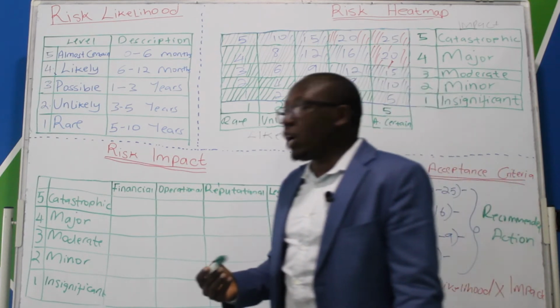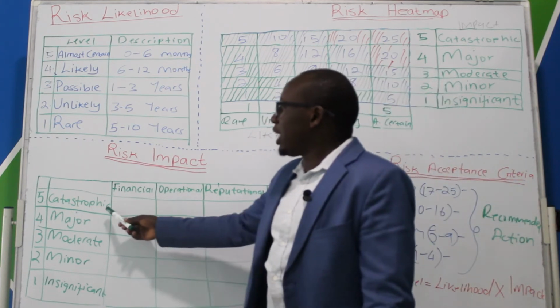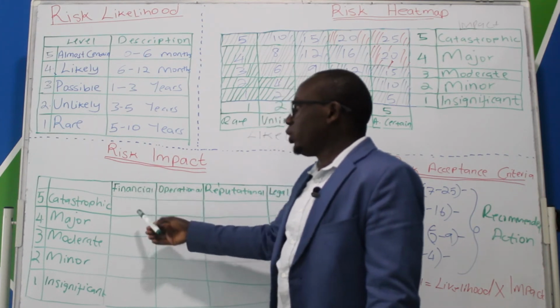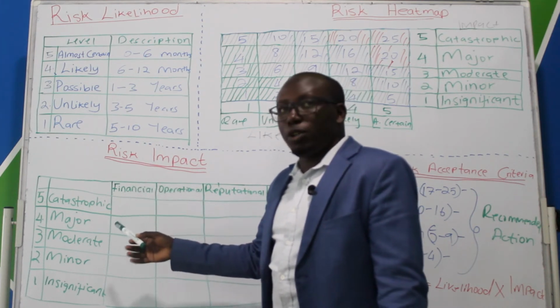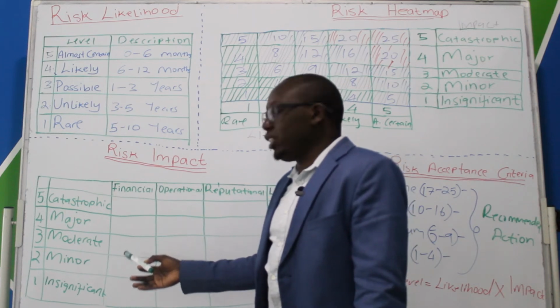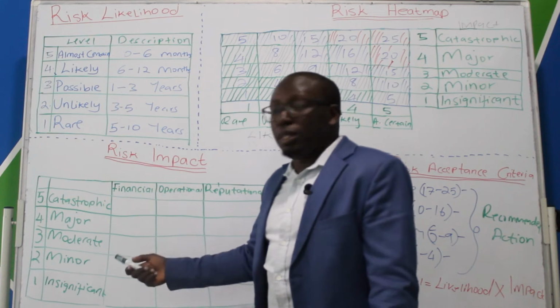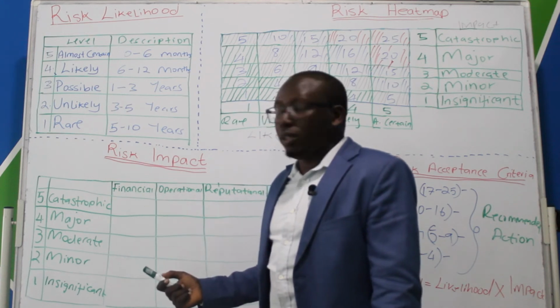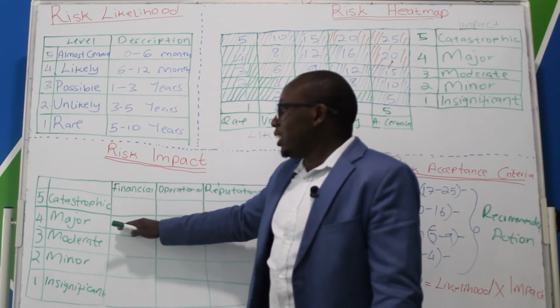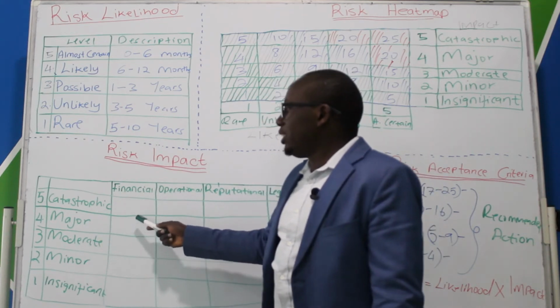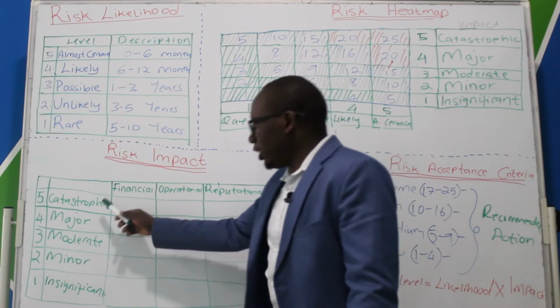Now it's for you to come and define what catastrophic means. Catastrophic in financial terms could be 50% of your revenue, depending on your risk appetite, or it could be 10% of your revenue. This really is dependent on your appetite. Then you define what major means in terms of financial, and you continue like that.